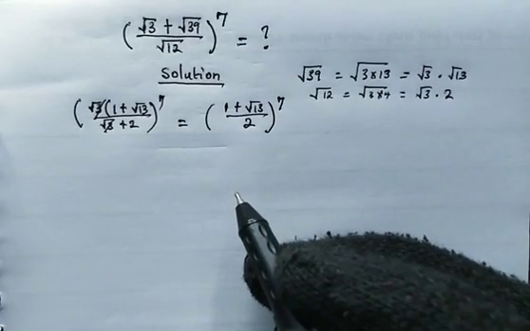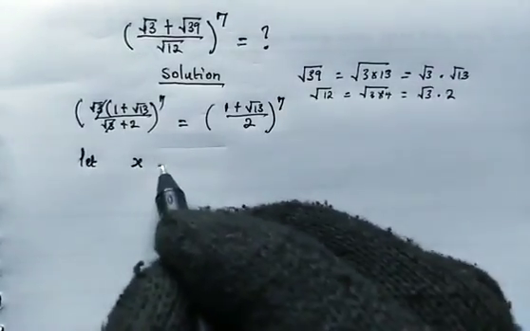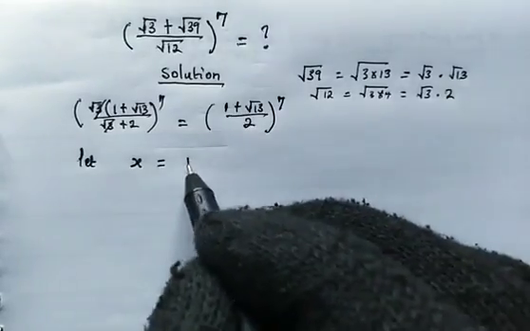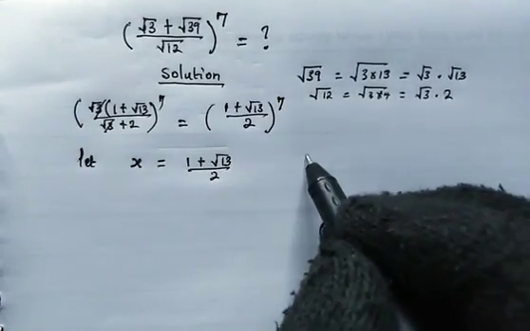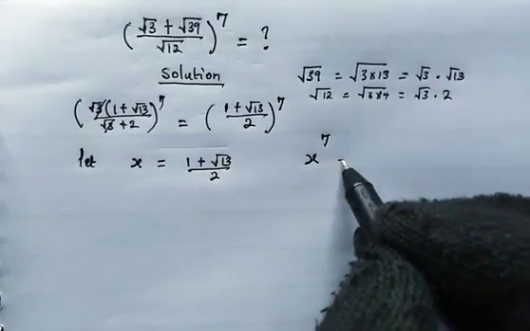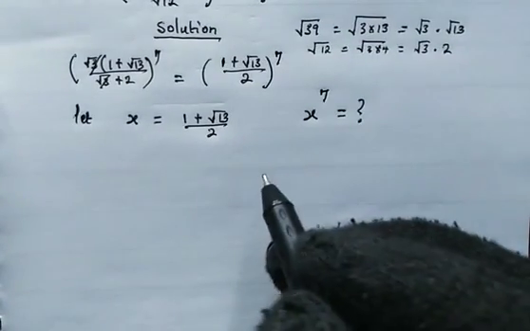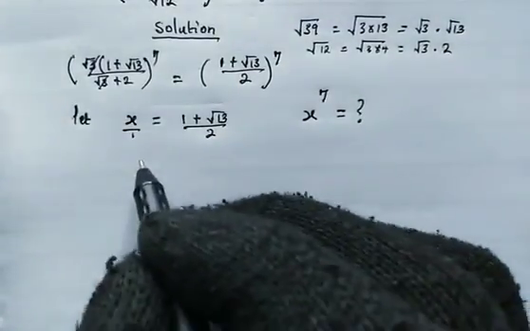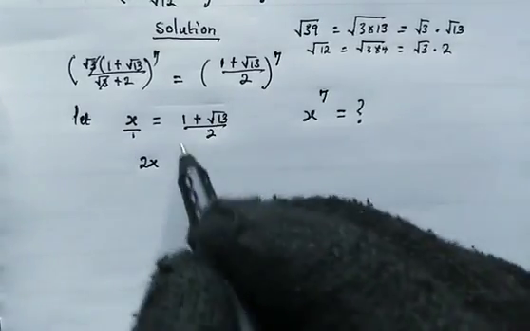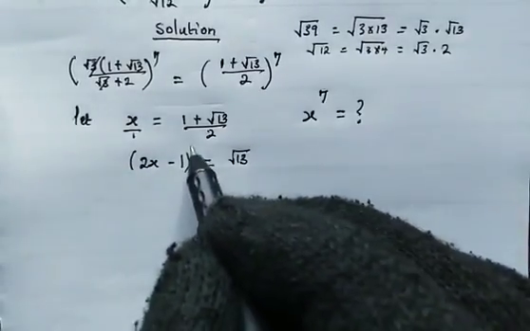Okay, from here, we're going to start with a substitution. So we're going to let x equal this, which is in the bracket, 1 plus root of 13 divided by 2. Now, our task is to find the seventh power of x. Okay. Now, let's begin the game. From here, let's cross multiply. We get 2x equals 1 plus root 13, but we can actually subtract 1 along. Then we get square root of 13. From here, square both sides.